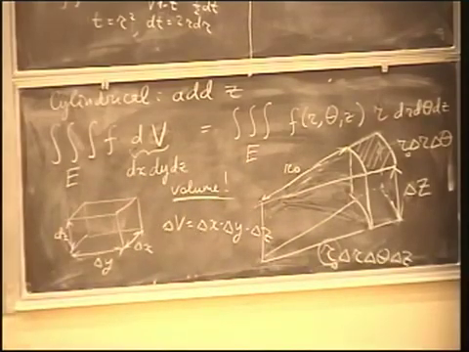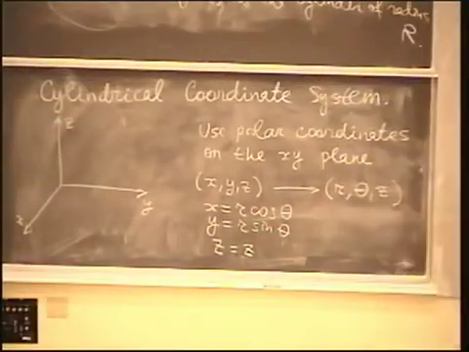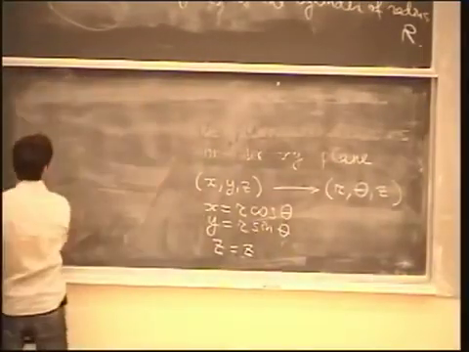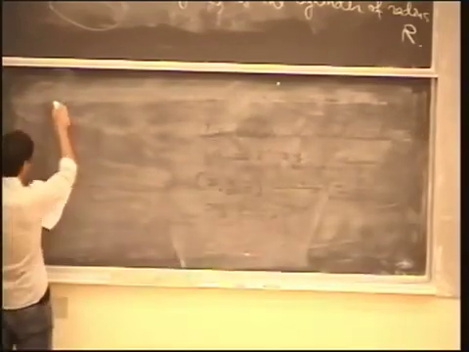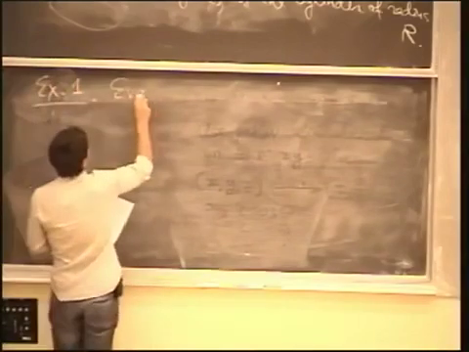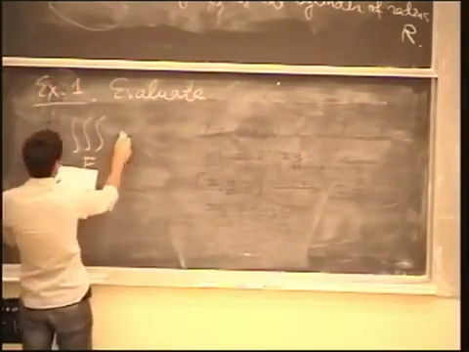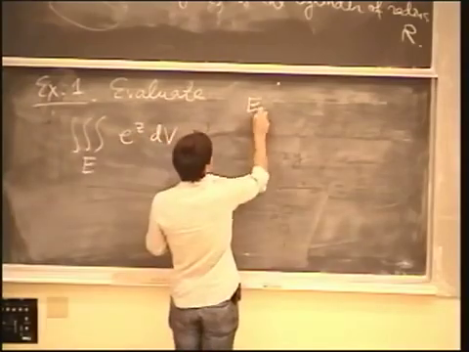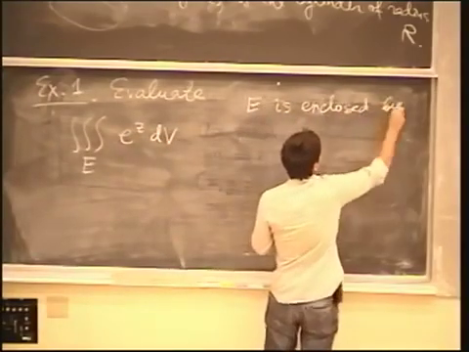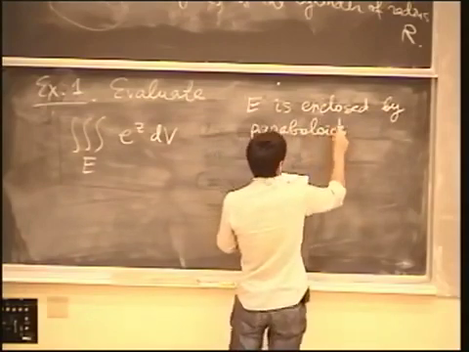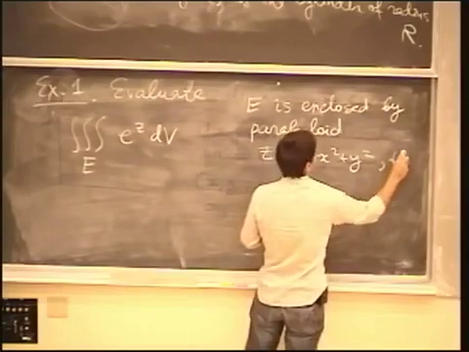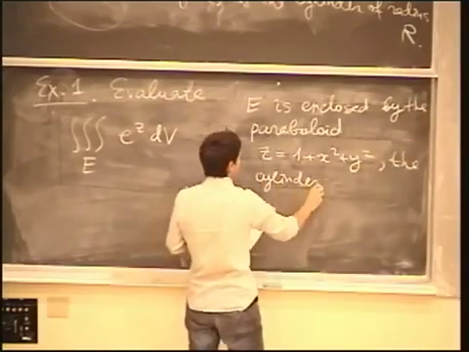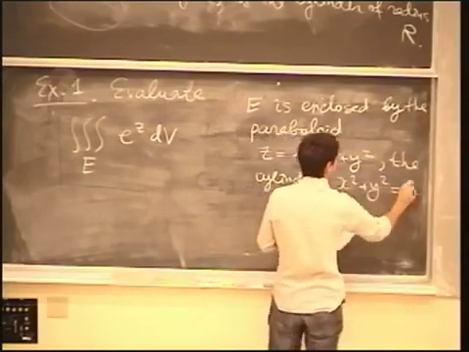And now let's do an example. Evaluate the triple integral over E of the function e to the z, where E is enclosed by the paraboloid z equals 1 plus x squared plus y squared, the cylinder x squared plus y squared equals 5, and the xy plane.